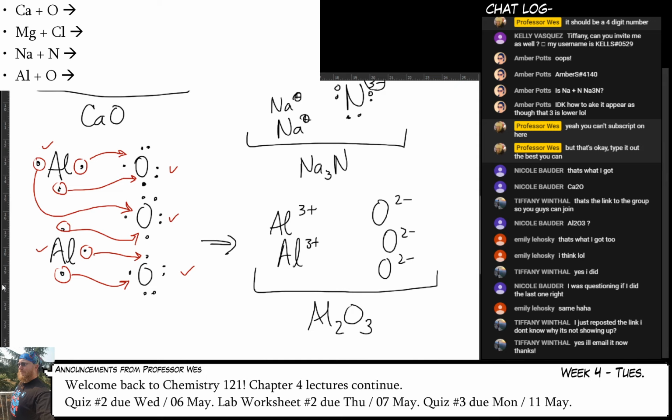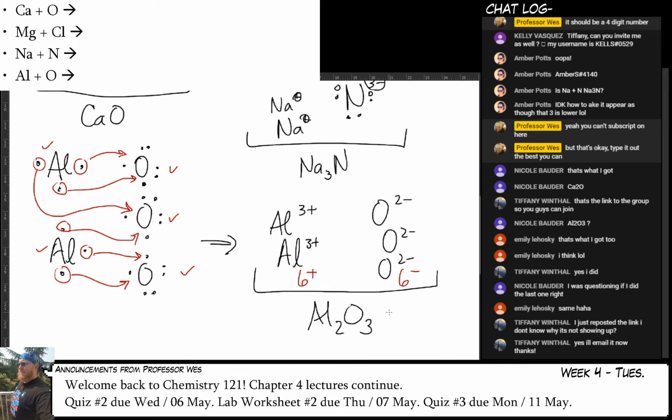Another thing that you'll notice is that all of the total charge cancels out. So I have 3+ and 3+ for a total of 6+. Over here I have 2- 2- 2- for a total of 6-. The total charge is 0. And this will always be true. You'll always have all of your charge cancel out in an ionic compound.